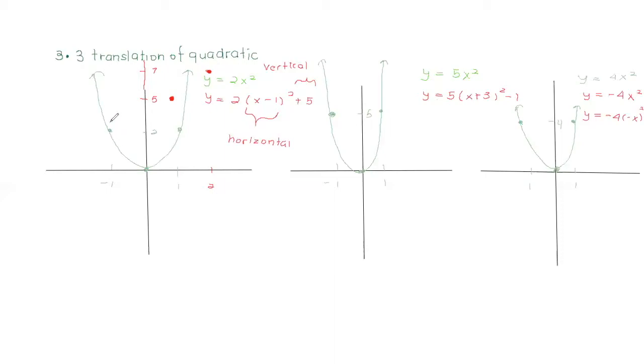Our last point, -1, 2, would be shifted 1 unit to the right, and if we did so, we would get 0, 2. And now we must shift our y 5 units up, and by doing so, we would get 0, 7. As you can see, our translated graph is shifted to the right and up. For example 2, we're again going to look at our horizontal and vertical shift.